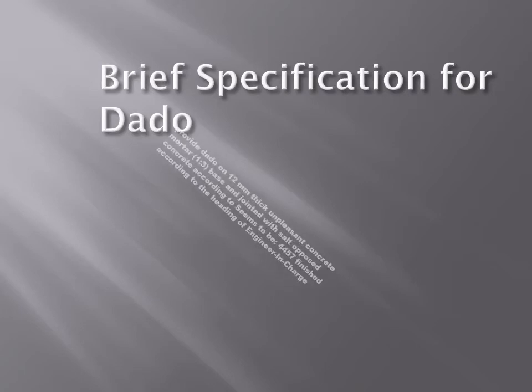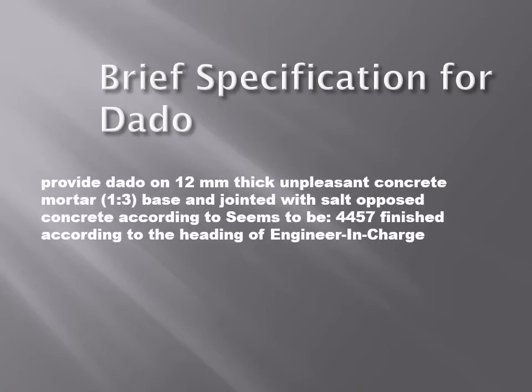Brief specification for a Dado will be as follows. Dado on 12 mm thick cement mortar, that is 1:3, base and jointed with neat cement grout according to IS code 4457, finished according to the direction of the engineer in charge.